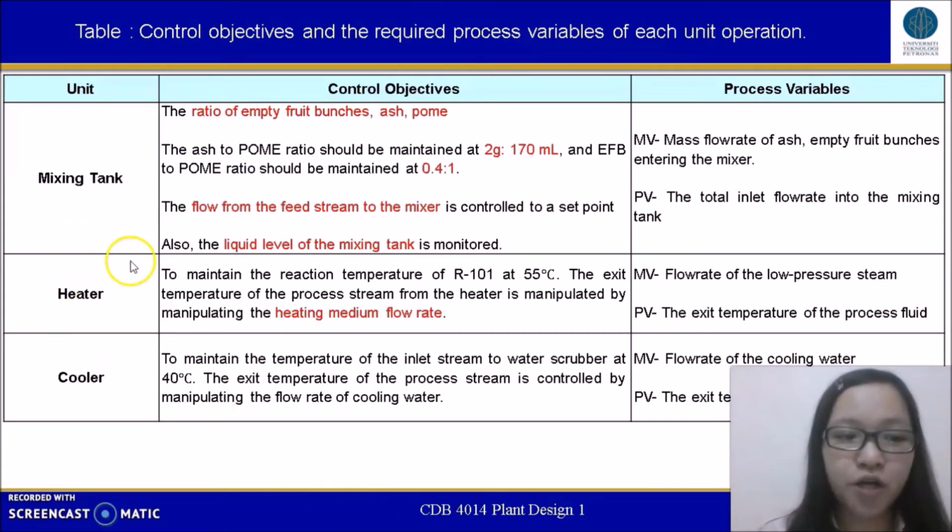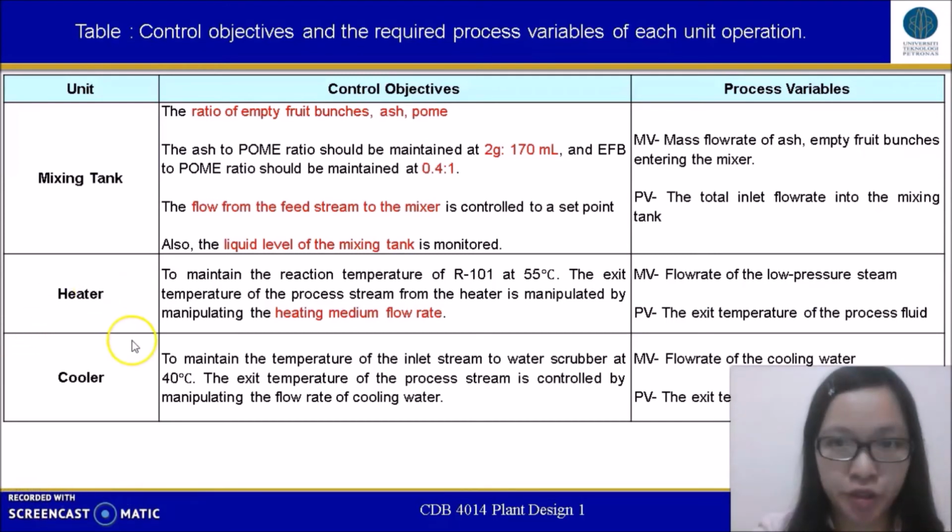The next unit operation is a heater. The heater is used for heating the inlet stream to the first anaerobic digester to achieve the thermophilic condition, which is 55 degrees Celsius. The control objective is to maintain the reaction temperature of the anaerobic digester at 55 degrees Celsius. The exit temperature of the process stream from the heater is controlled by manipulating the heating medium flow rate.